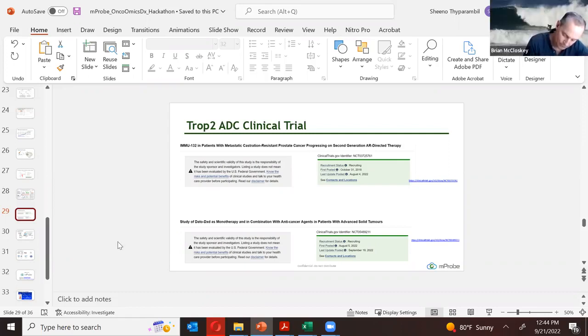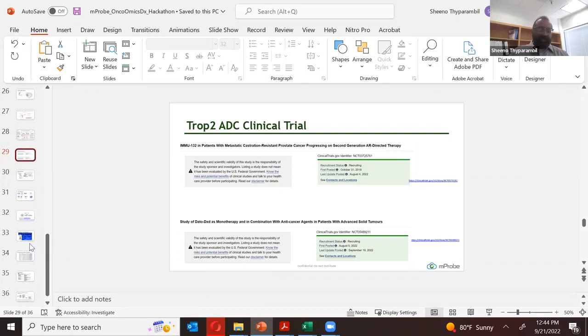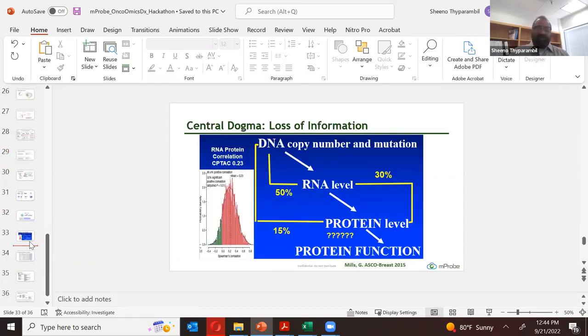I know this is my extra slides, but there's one slide I have always kind of liked. This is from Gordon Mills back in 2015. When you go from DNA to RNA to protein, how much loss of information really happens? This has been replicated in many CPTAC and TCGA cohorts. That is why, especially when it comes to cancer vaccines, or in some trials, some of the patients are actually sending us the samples to say, do I express this protein or not? That's an additional comfort for them.